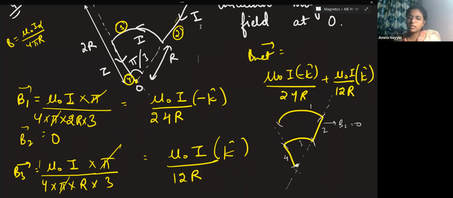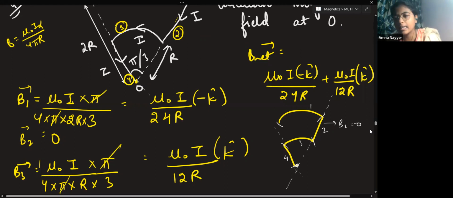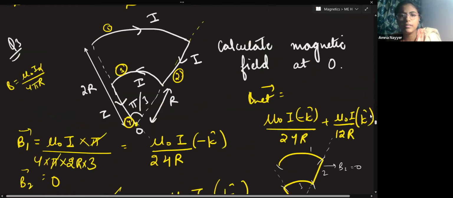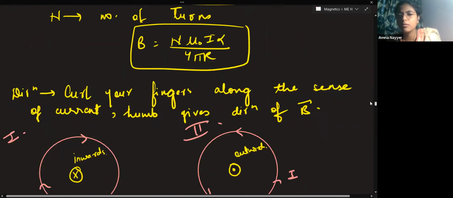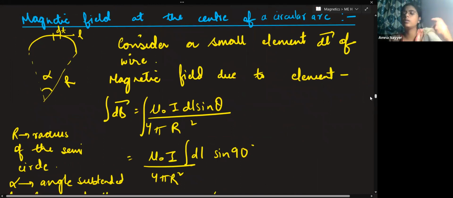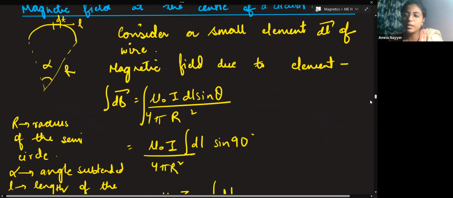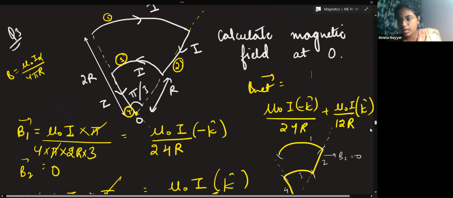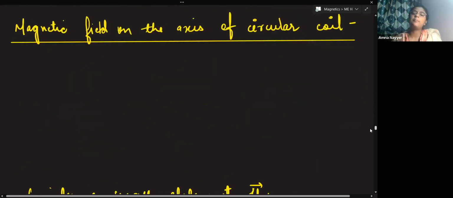The axis of a circle has a derivation that we'll do, and it's not the exact same derivation. Remember, for the earlier derivation I was using one content and rubbing it to write it for circular and semicircle. This time the derivation for the axis is different. So let's start. Magnetic field on the axis of a circular coil.